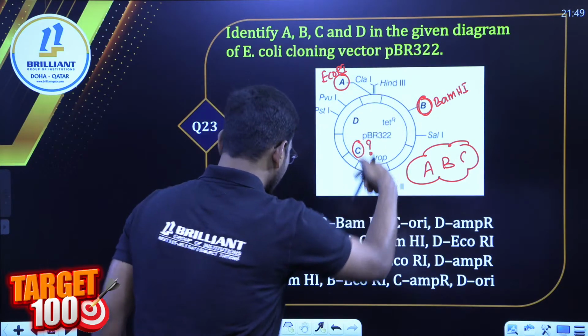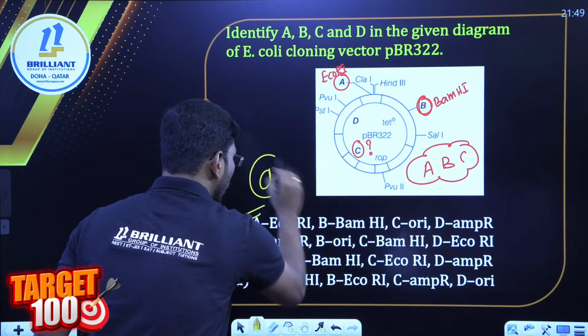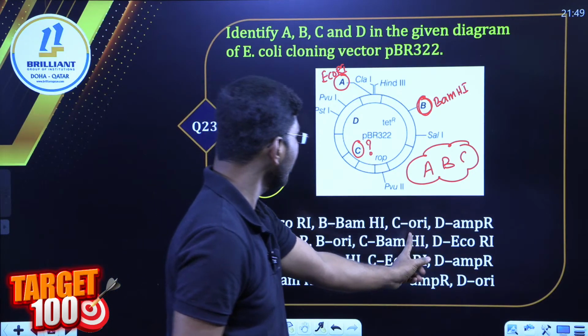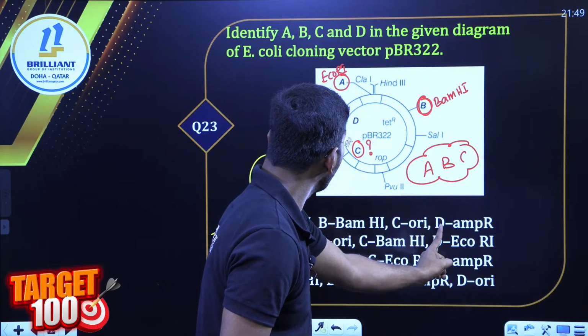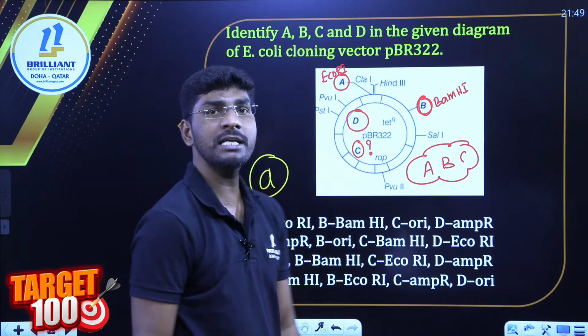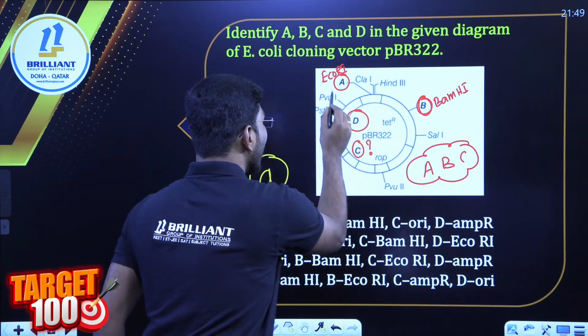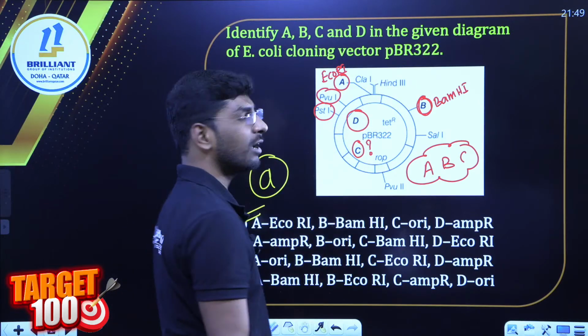So our answer is option A. EcoRI, BamHI. C, what is that? ORI. What is D here? Ampicillin resistance. Just now I told you that in ampicillin resistance two sites are there. What are they? PvuI, PstI.